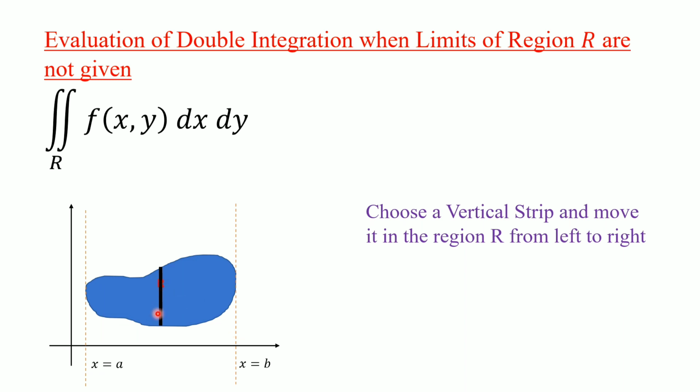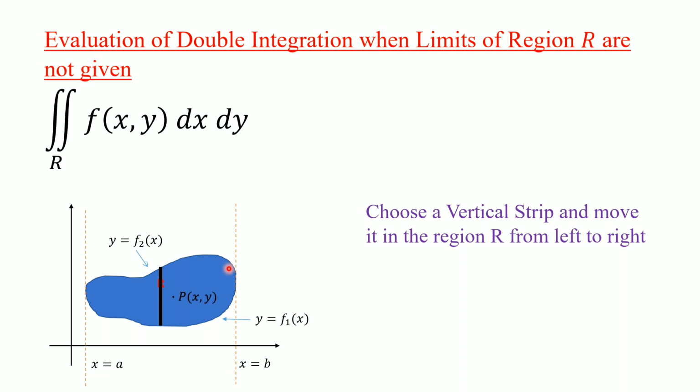That means this vertical strip will move only between these two lines, from x equal to a to x equal to b. Similarly, the bottom of this vertical strip will vary according to the lower boundary of this region R. Let's say y equal to f1(x) is the lower boundary, and the top of this vertical strip will vary according to the upper boundary of this region R.